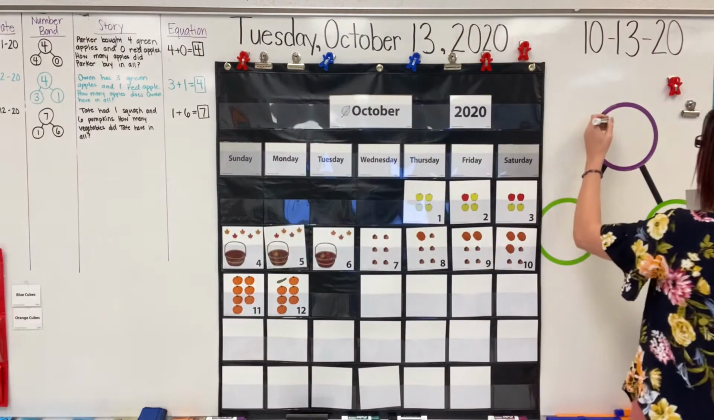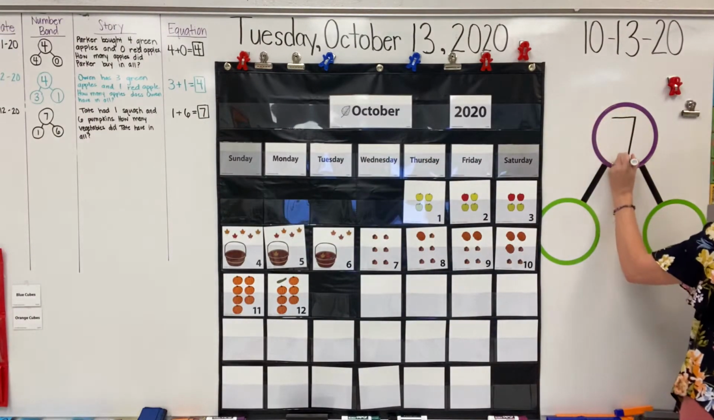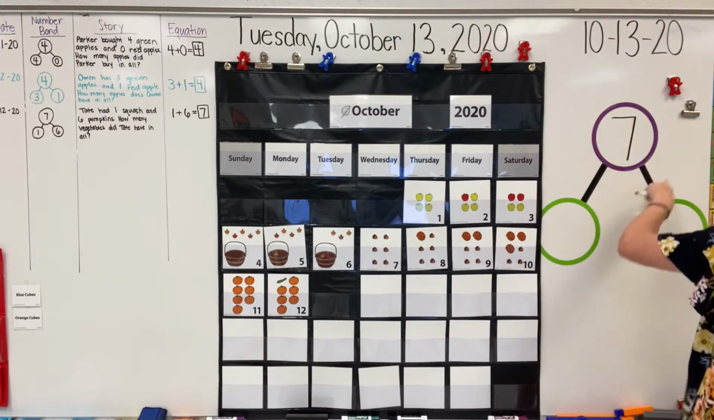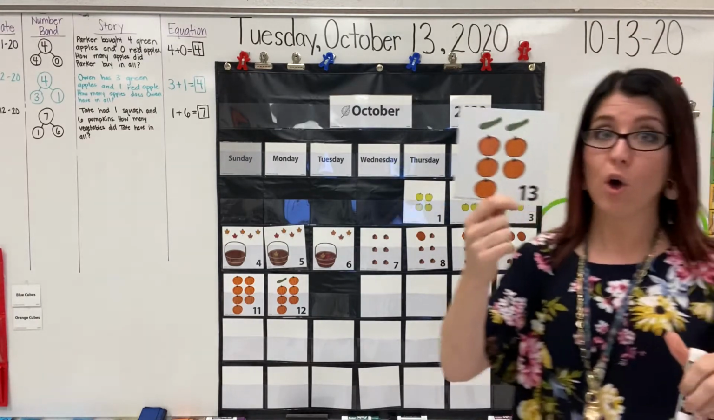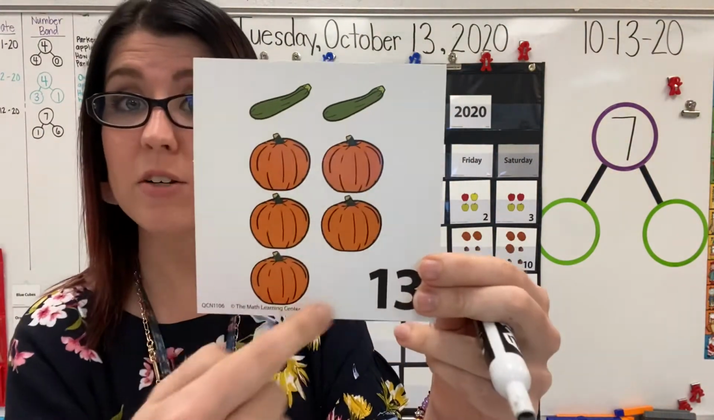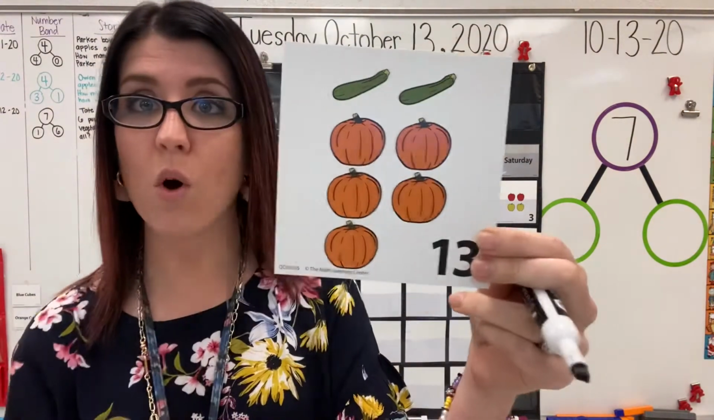So I'm going to put a 7 in my number bond. Can you say number bond? So this is our whole. There's 7 altogether on the whole thing. Now, our 7 are in 2 parts. There's the pumpkin part and there's the squash part.